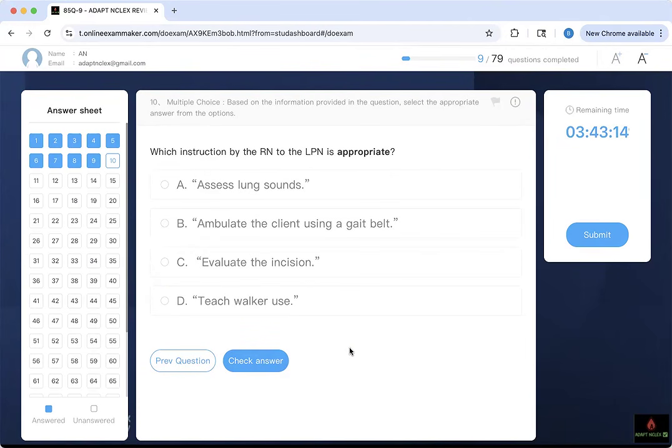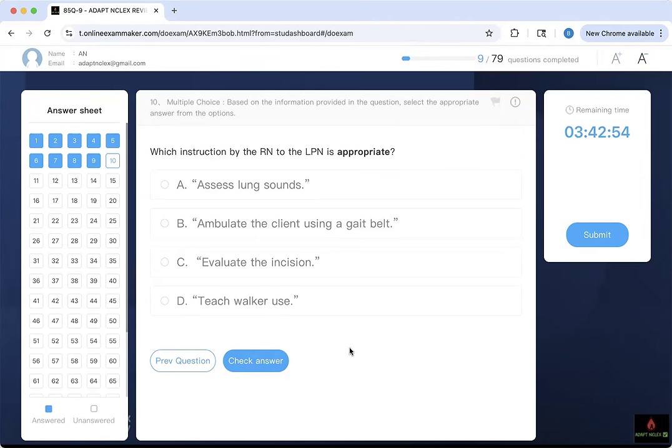Assess the patient's lung sounds. Ambulate the client using the gait belt. Evaluate the incision for me. Teach warfarin use for a client. Don't get trapped. Same strategy. What is in the scope of practice of the LPN? That's all. And then pick an answer.